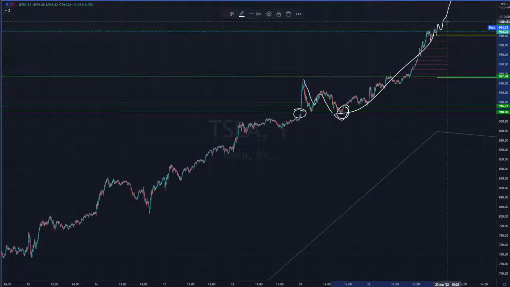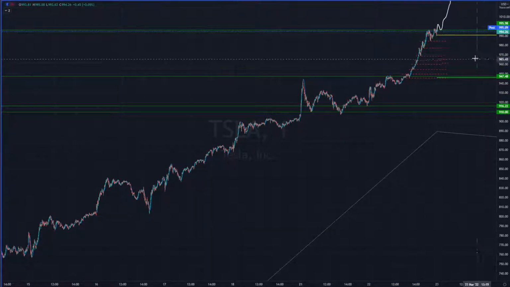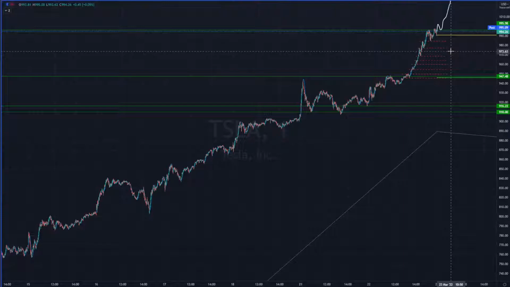Moving into today, big move to the upside. So I wouldn't go long on Tesla more unless we break through 1,000. Because in my opinion, this trade is basically done. And now we're going to be moving on. So we'll see how things go.